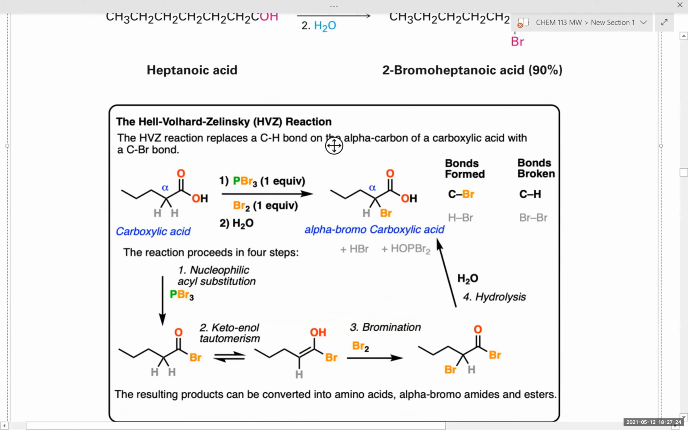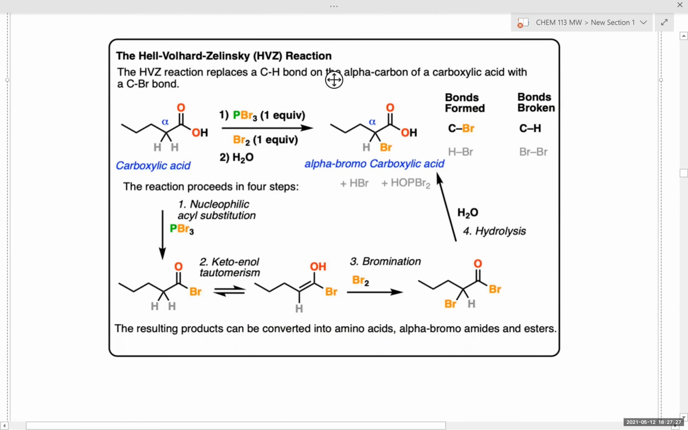Okay, so we can break down this reaction into three distinct stages. First, we are preparing the acyl bromide via a nucleophilic acyl substitution reaction. Next, we tautomerize our acyl bromide to the enol tautomer. And in the third step, we brominate our enol tautomer with bromine. Finally, to re-isolate the carboxylic acid, we hydrolyze our acyl bromide with water. So these are the main discrete parts of the Hell-Volhard-Zelinsky reaction. And now what we'll do is we'll show the mechanism for each of these steps.